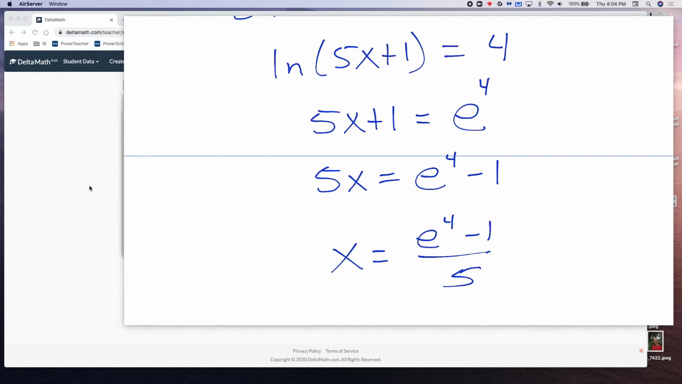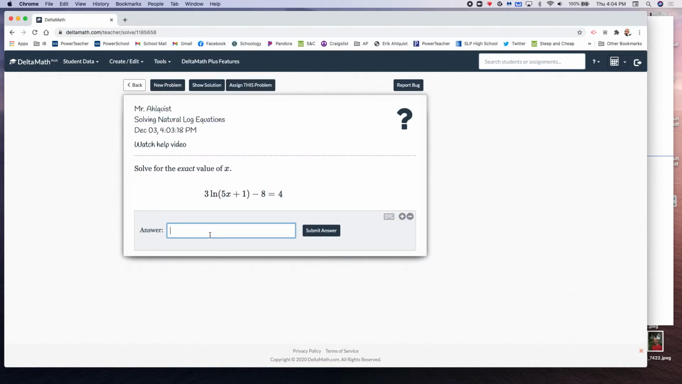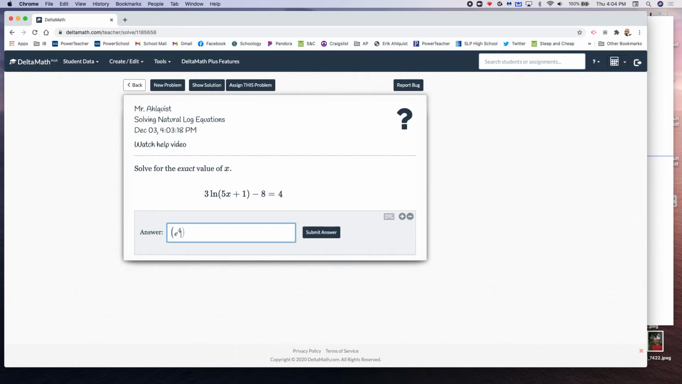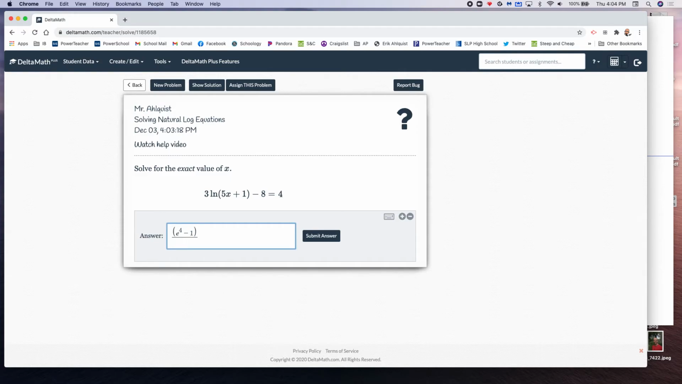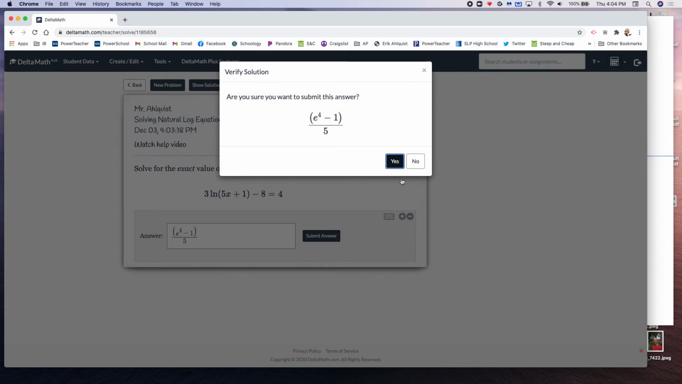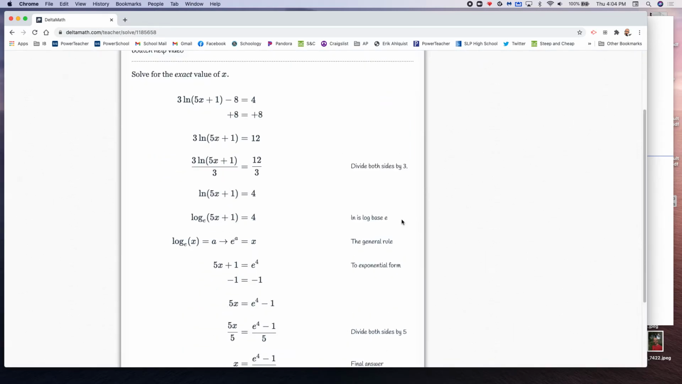So if I go over here, type it in, remember I got to put parentheses because I got to do e to the fourth. Get my cursor outside of the exponent, minus 1, close the parenthesis, divided by 5. And I get that one right.